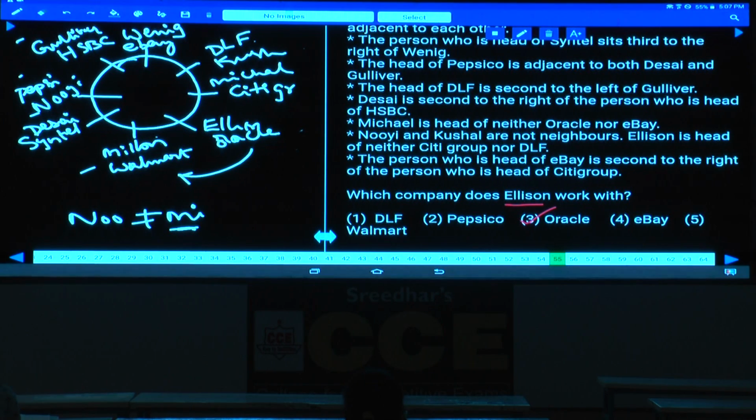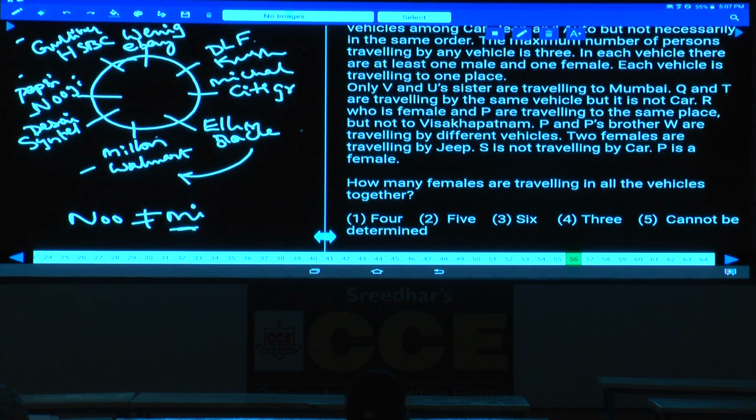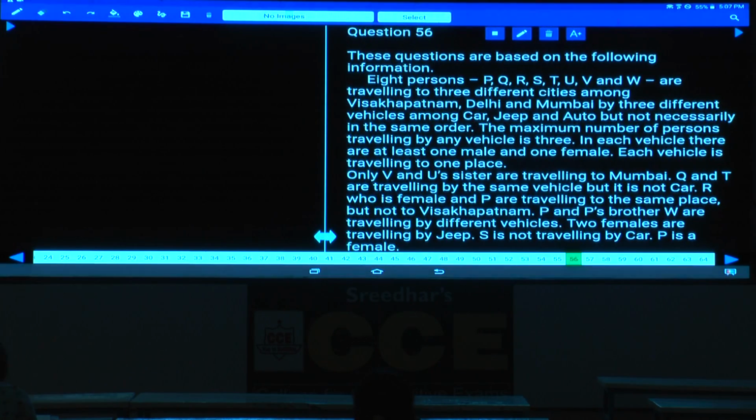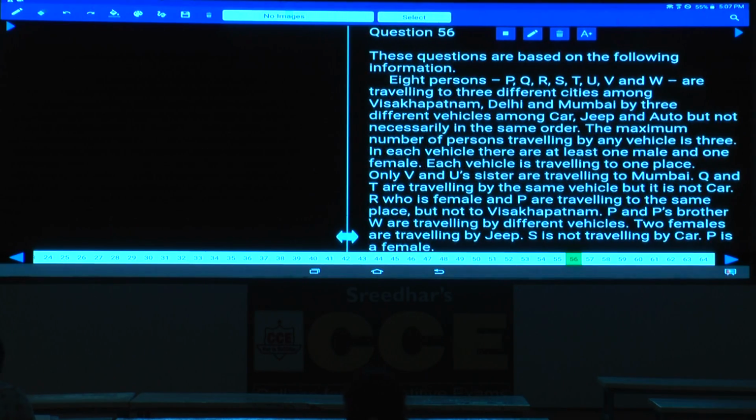Now this is about question numbers 51 to 55. Then 56 to 60. In these question numbers 56 to 60, how many females are traveling in all the vehicles together? Eight persons P, Q, R, S, T, U, V and W are traveling to 3 different cities among Visakhapatnam, Delhi and Mumbai by 3 different vehicles: car, jeep and auto. Which category does it come in? Common parameters. One is the city and the other is the vehicle. As two common parameters are there, it is enough if you fix one of them.